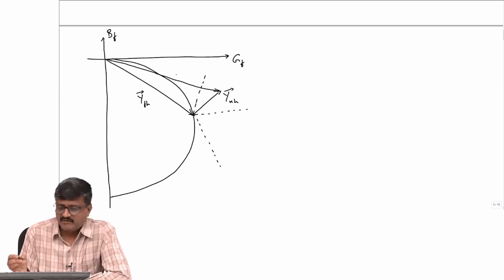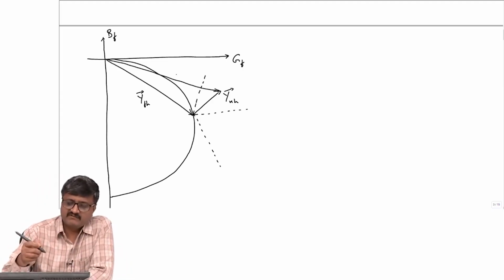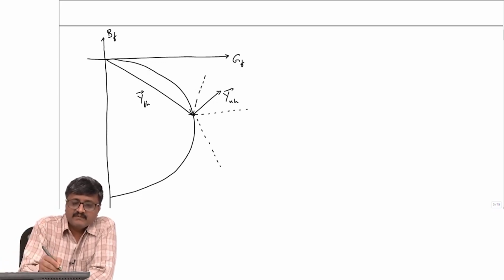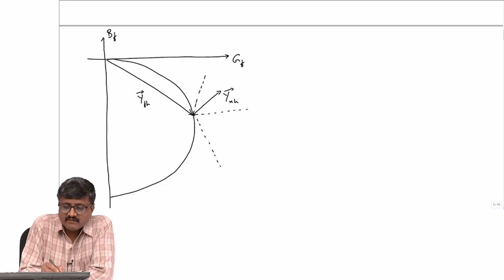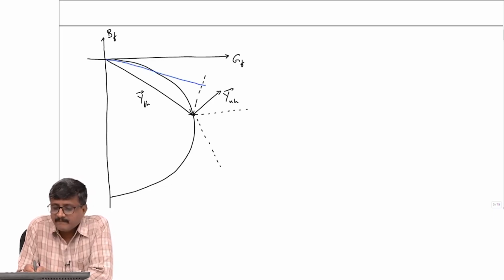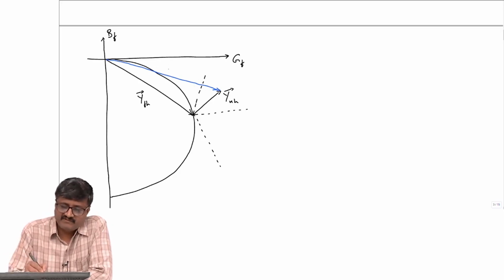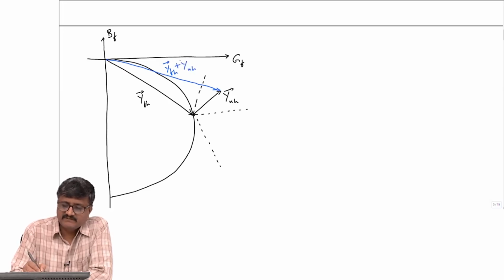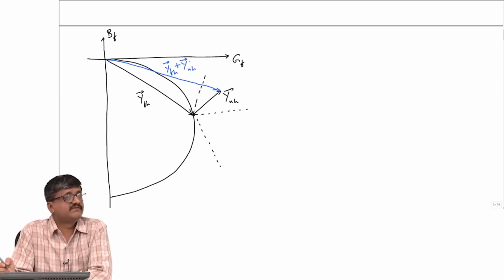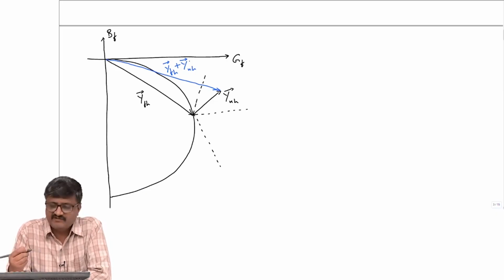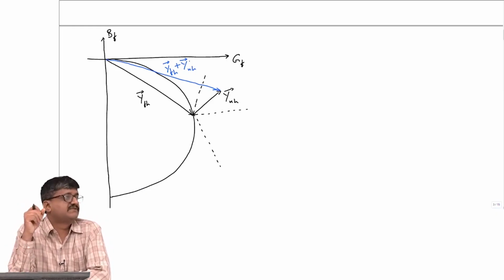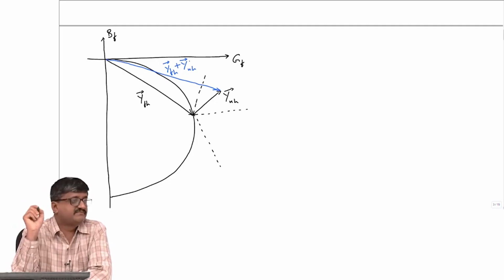So, okay, I will try to use different colors so that it will not cause confusion. So, this blue complex number is y of h plus y n h. My intention is, for a given y of h, I should minimize the magnitude of y of h plus y n h.